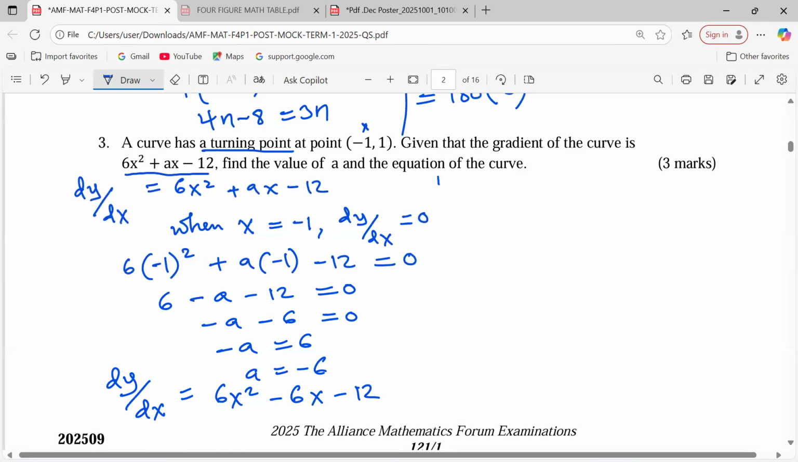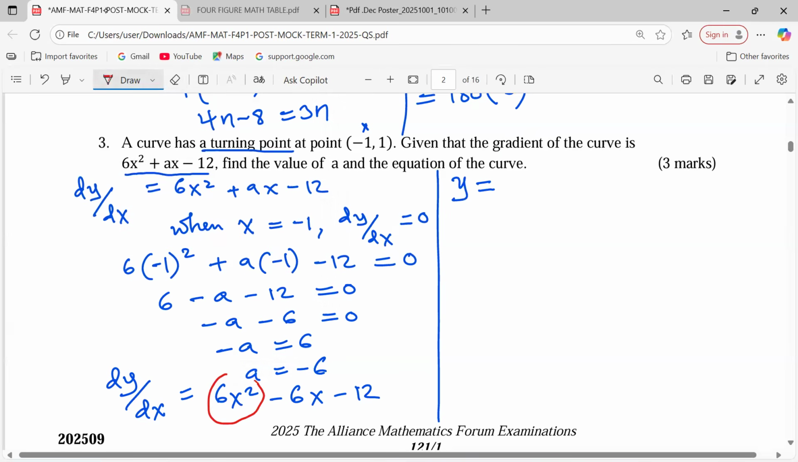Now with the gradient function, we can find the curve itself. What shall be y if the gradient function is this? Given the gradient function, we integrate to get the function itself. If we were using the function to get the gradient function, we would have differentiated. But now it has been differentiated and we want to get back, so we do what we call the antiderivative, the integration.